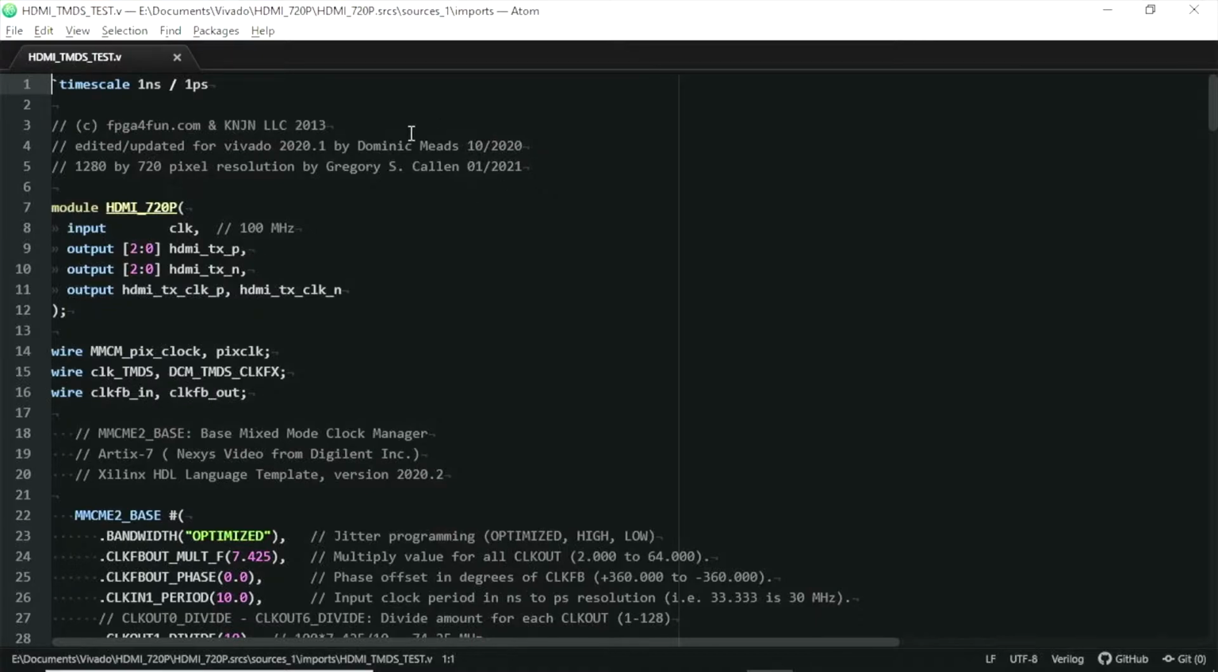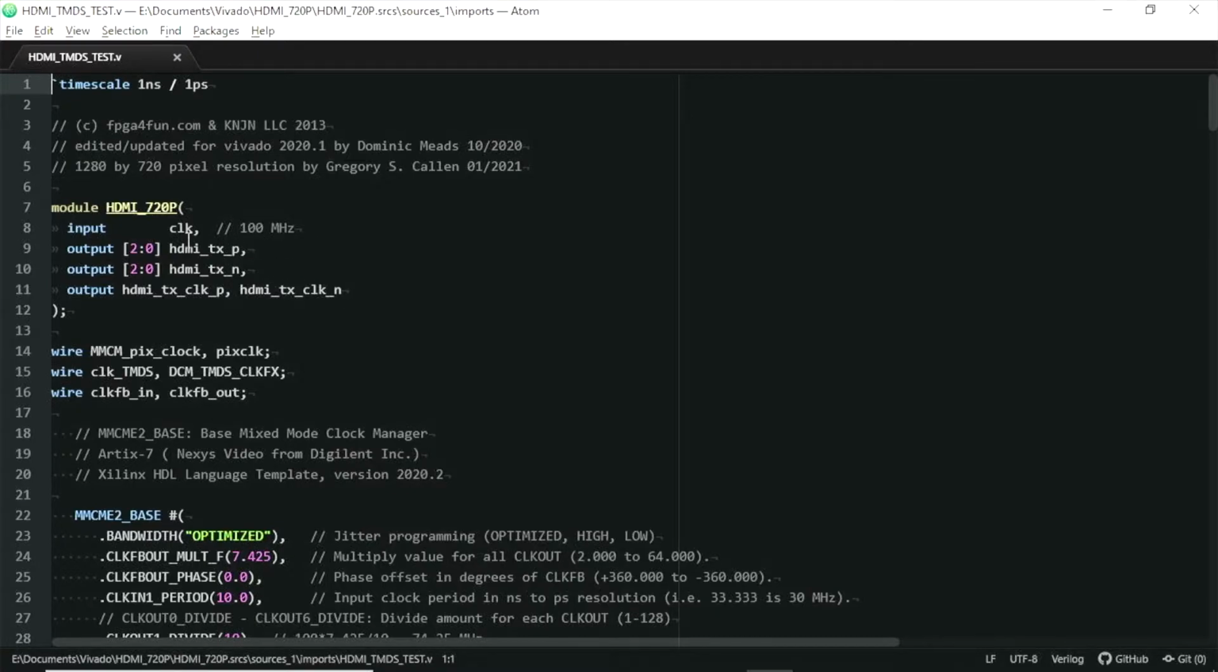And here's my name, Gregory Scott Callen, January 2021. It was so easy to modify. Dominic did a great job updating it. And I've been trying to do this for quite a while, and only recently found this. Yeah, you got your input clock, 100 megahertz. In his unit, it was 125 megahertz. So I had to change all the timing. But it works fine. It works great.